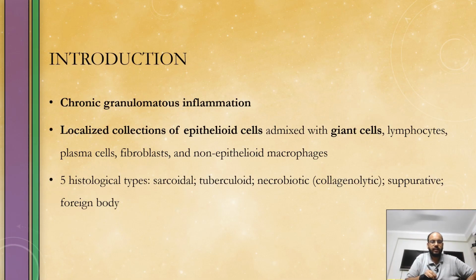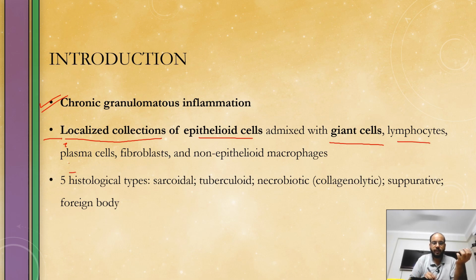Granulomatous inflammation, or chronic granulomatous inflammation, is the mainstay of the disorder which is happening. That means you see a lot of inflammation and a lot of granuloma formation. So that is what is happening in the background. Now, this inflammation is characterized by localized collections of epithelioid cells. We will discuss what epithelioid cells are, and they have a mixture of giant cells and inflammatory cells like lymphocytes. You have plasma cells, fibroblasts, and non-epithelioid macrophages too.